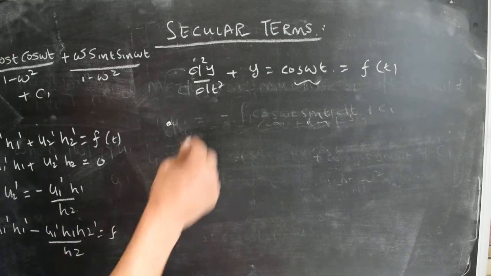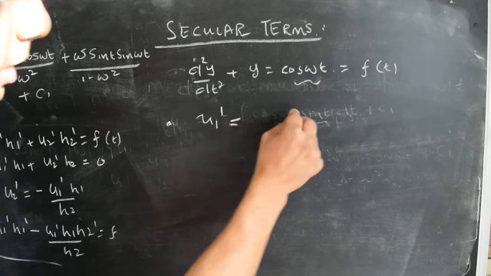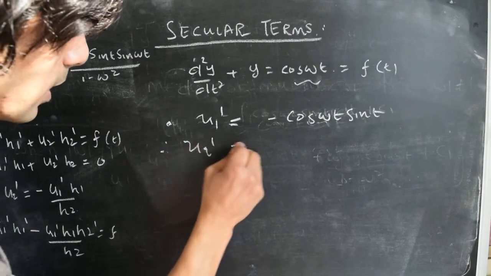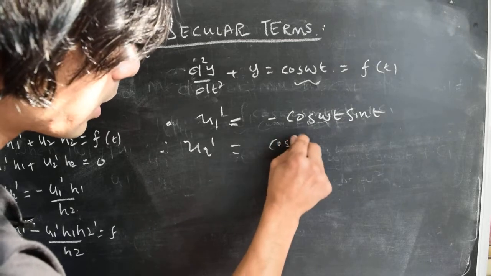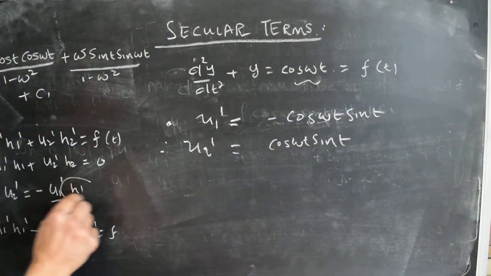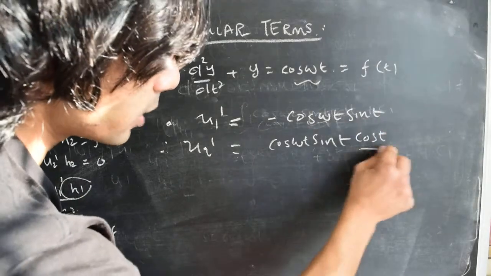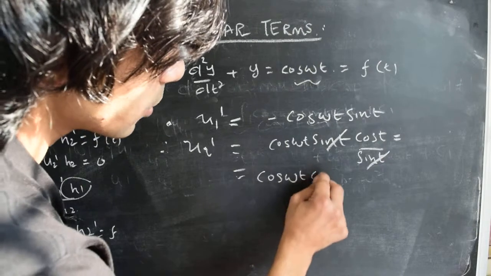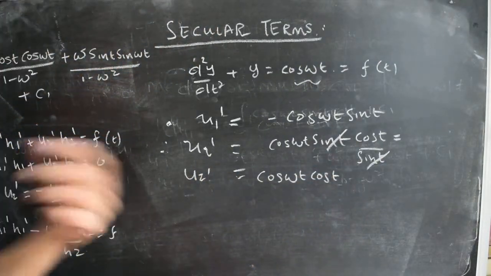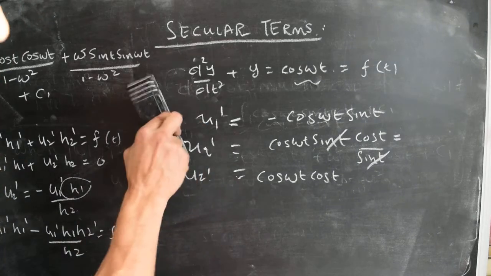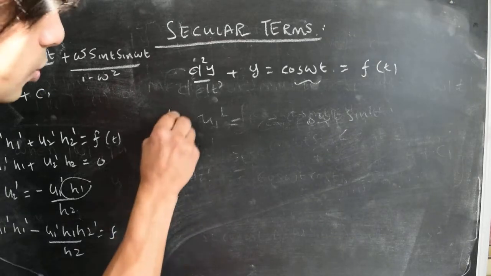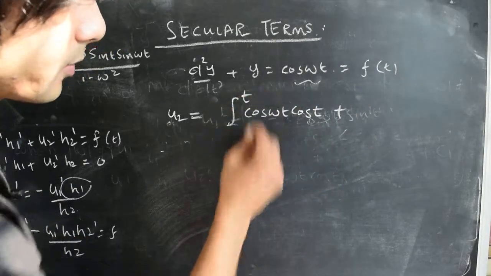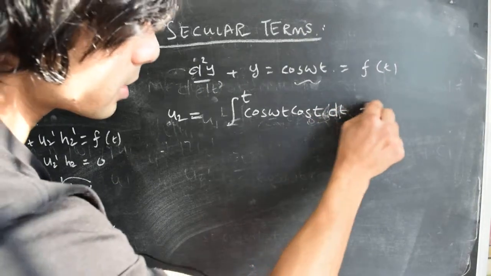If you recall, u1 prime is actually minus cosine omega t sine of t. Therefore, u2 prime is minus u1 prime, which is cosine omega t sine t, times h1, which is cosine t, divided by h2, which we've defined as sine of t. So this cancels out, and this is nothing but cosine omega t times cosine t. That's u2 prime. Again, we need to integrate this function to find u2. So u2 is the integral of cosine omega t cosine t dt, plus some other constant c2.